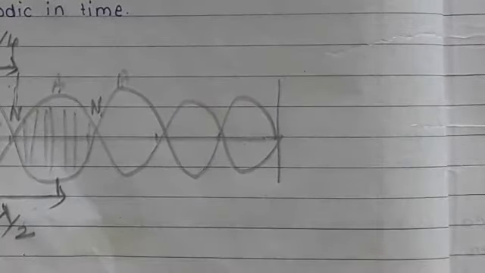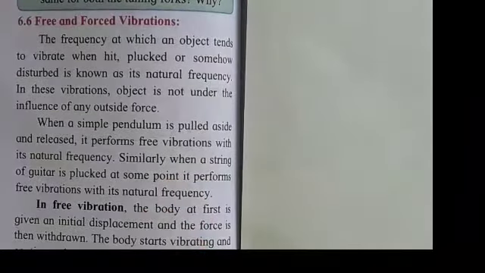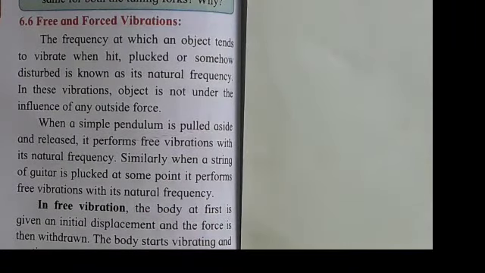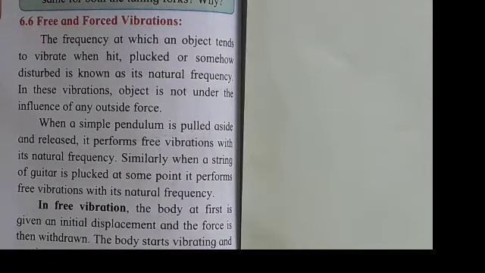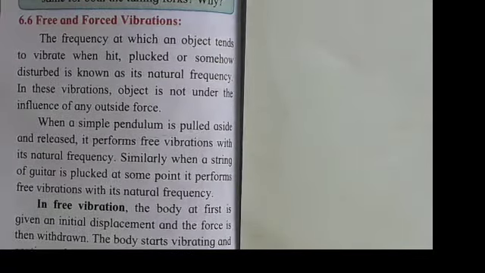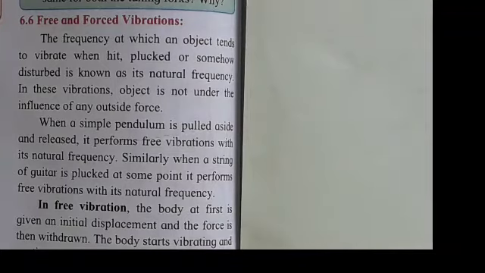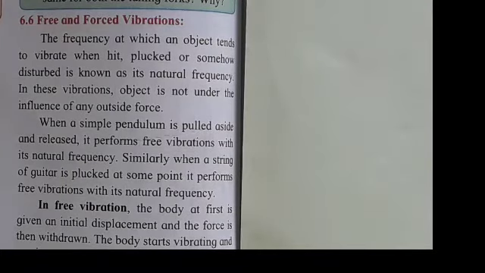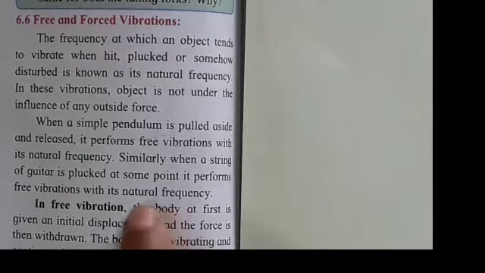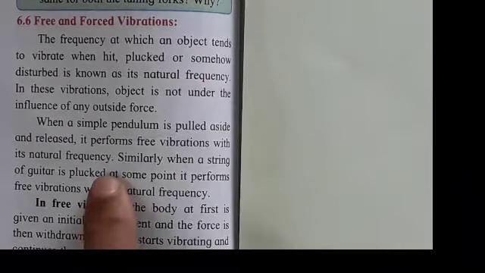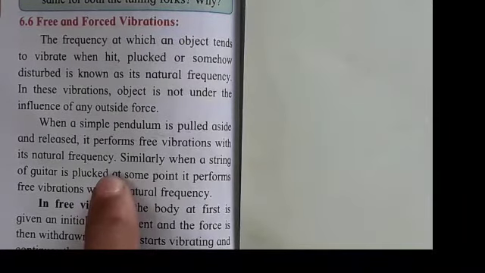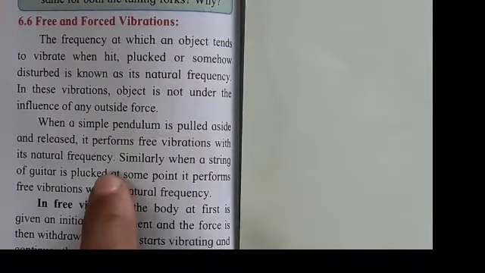Now in the next point, we have to see what is meant by free vibration and forced vibration, which is on the next page. The main distinction between free vibration and forced vibration is this. For free vibration, take one example. When a simple pendulum is pulled to one side and released, it oscillates on the two sides of its mean position, and it performs free vibration with its natural frequency.